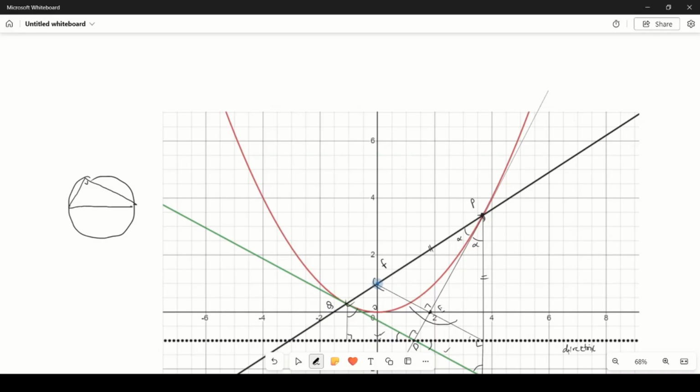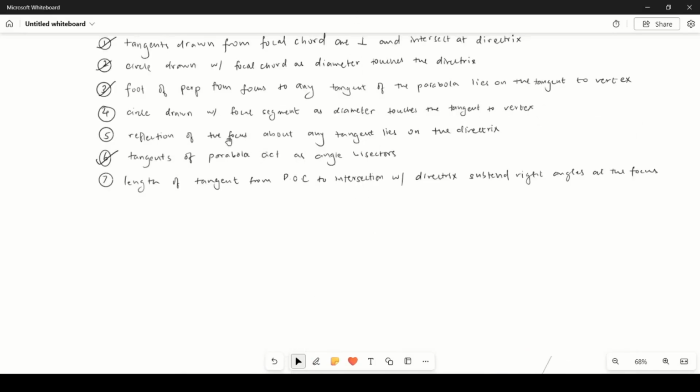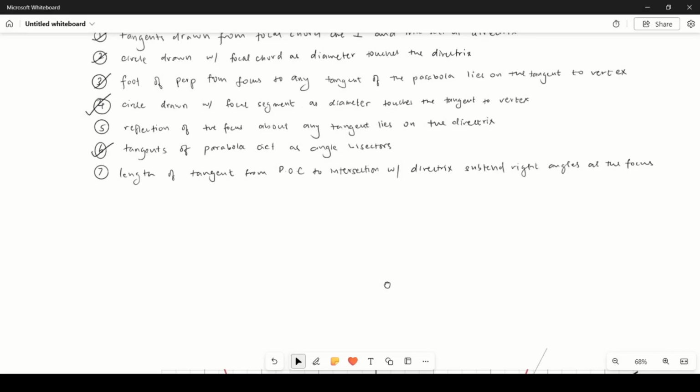So FP is a focal segment. If you use this as the diameter and then you draw a circle, then that's going to use the tangent at the vertex as its tangent. So that is also proven.